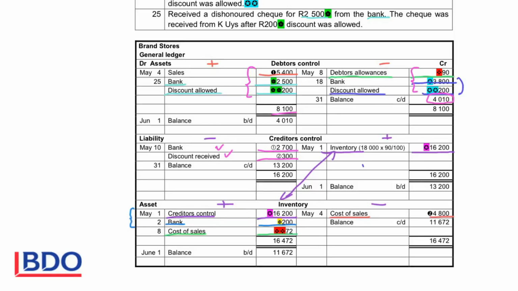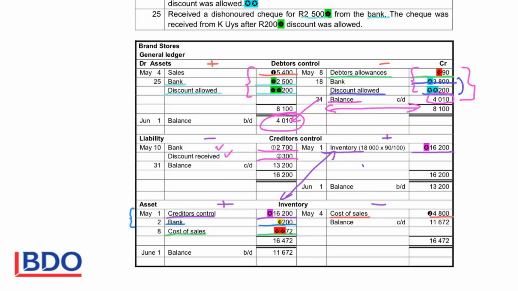So that means that we have a balance at the end of the month of 4,010 that is written above the total, because when I add up all these figures, including the balance, it must give me the same total as I had on the debit side. On the first day of the next month, we will bring down the balance below the total on the opposite side. So we will indicate that the debtors will start with an opening balance on 1st of June with 4,010.